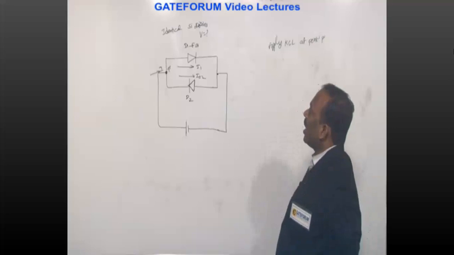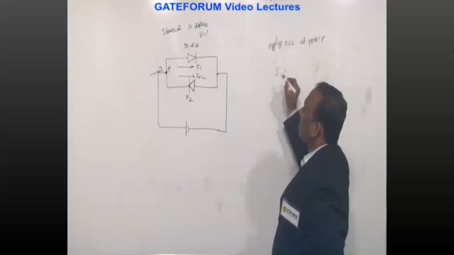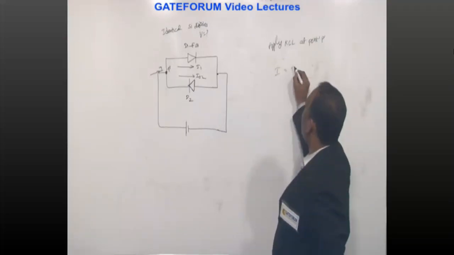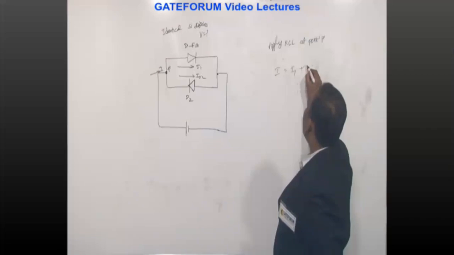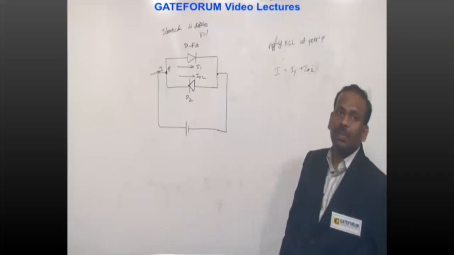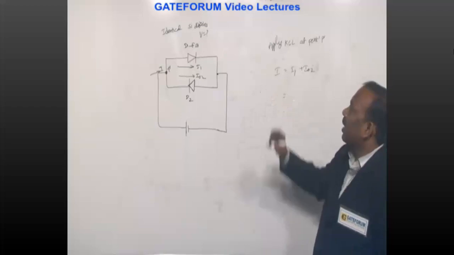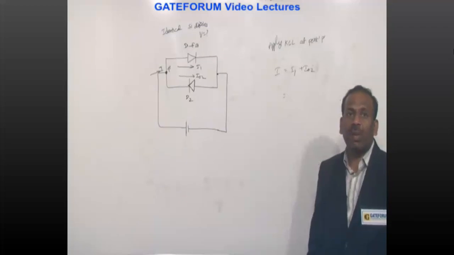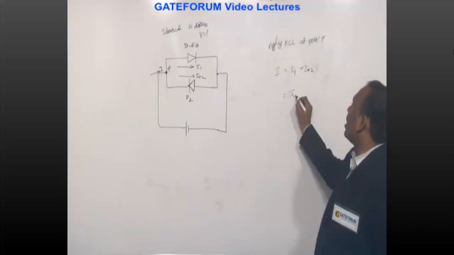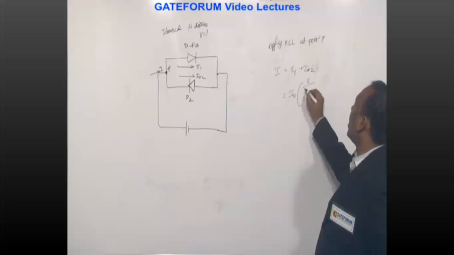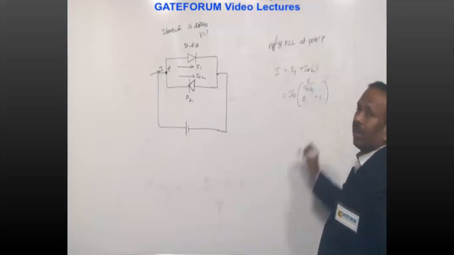So what we are going to get? I is entering, I1 is leaving, I2 also leaving. This can be written as: the diode D1 is forward bias. Forward bias current is given as I0 into e power v by eta vt minus 1.